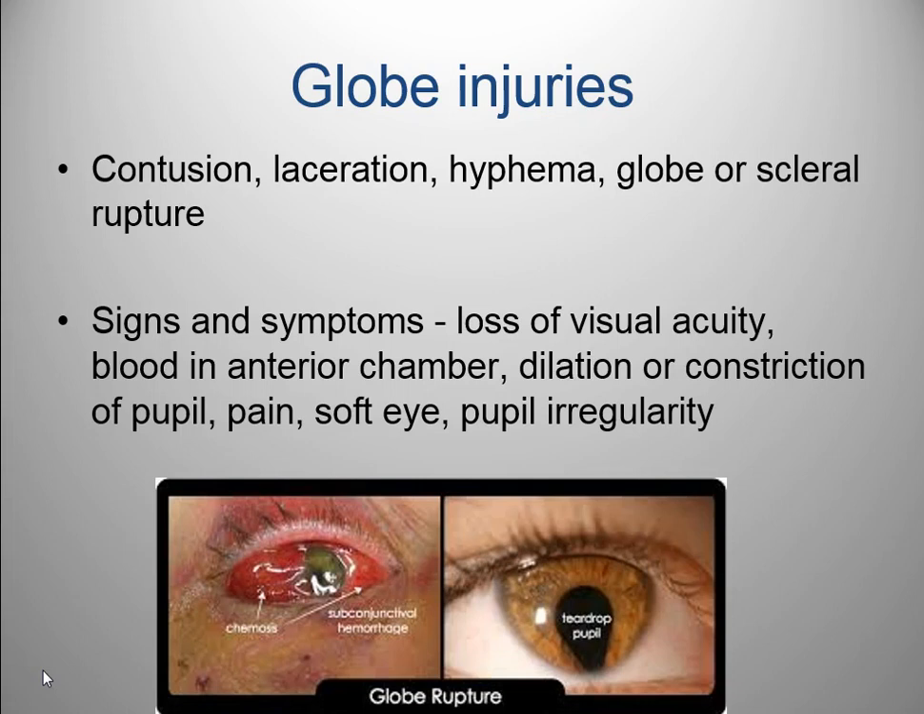So here's some good pictures of some globe injuries. Getting pretty gross. I think this is a pretty gross picture. I'm not sure about you guys. This can come from a contusion. Your signs and symptoms are going to be loss of visual acuity, blood in the anterior chamber, the pupil will either dilate, which is get big, or constrict, and usually it's a lot of pain, and there's some pupil irregularity.